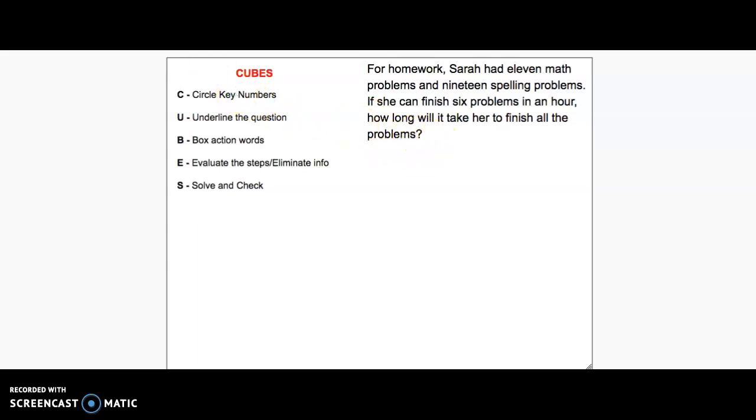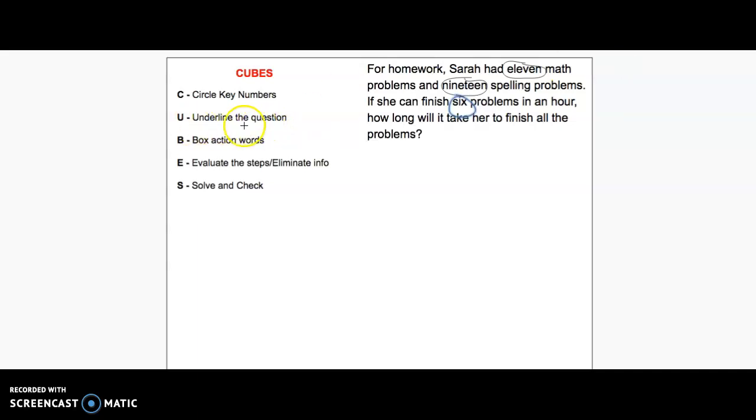So the first thing we want to do is circle the key numbers. For homework, Sarah had 11 math problems and 19 spelling problems. If she can finish 6 problems in an hour, how long will it take her to finish all the problems? So we have circled the key numbers.